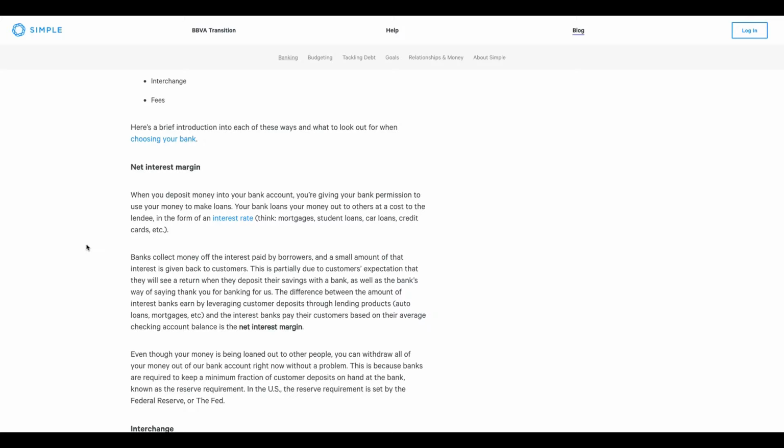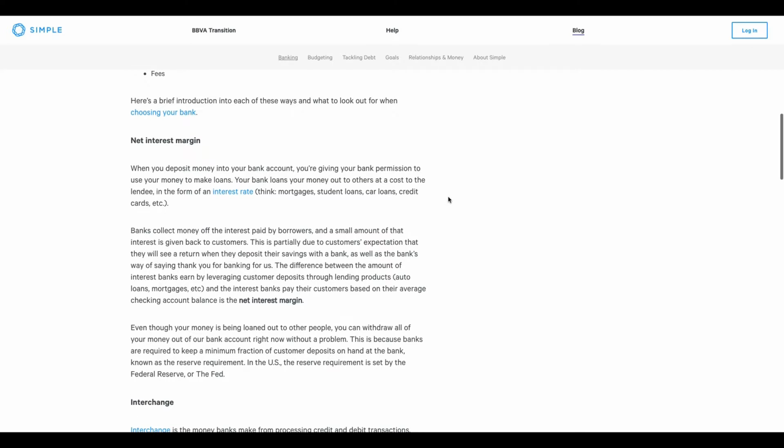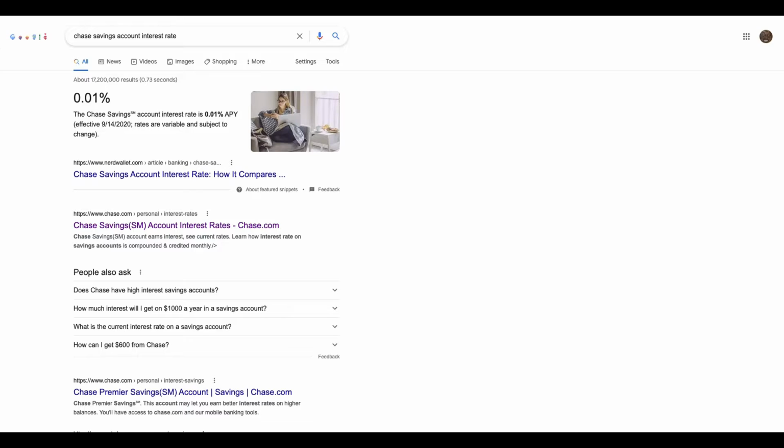Examples of these loans are mortgages, car loans, credit cards, etc. And here's the thing: the interest rate that they charge might be maybe 5%, 8%, 10%. However, the crazy thing about that is, if we look up the Chase savings account interest rate, the interest rate for you to gain off of is 0.01%, and that is extremely terrible.